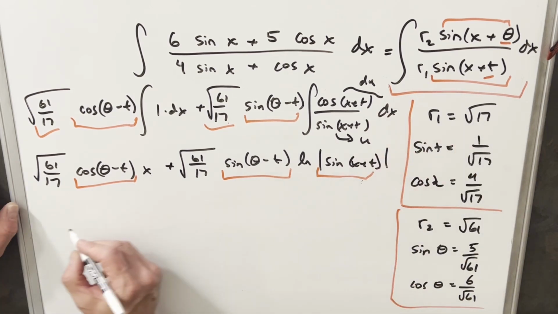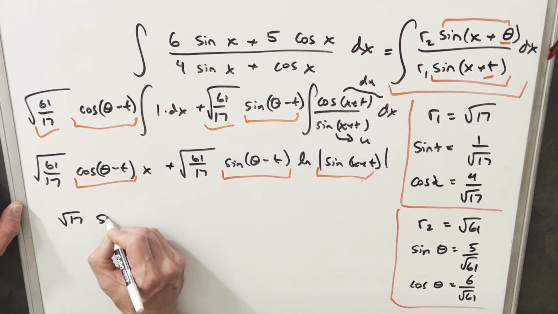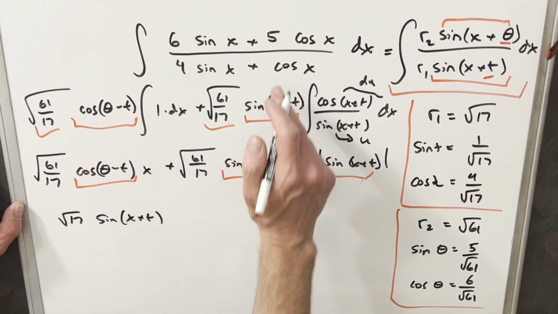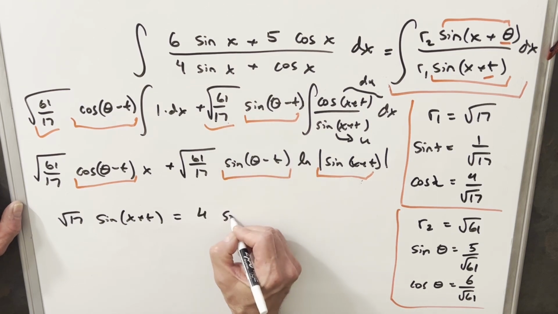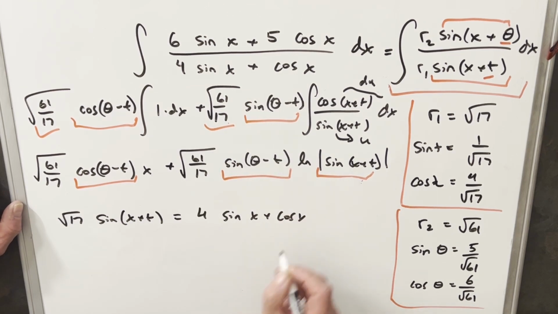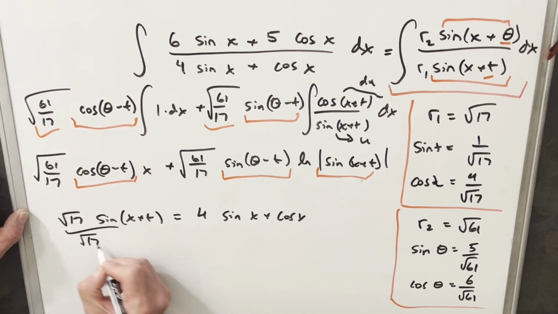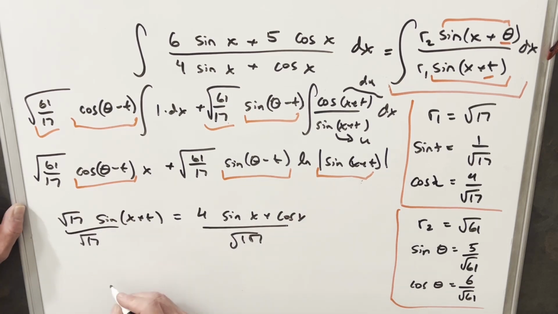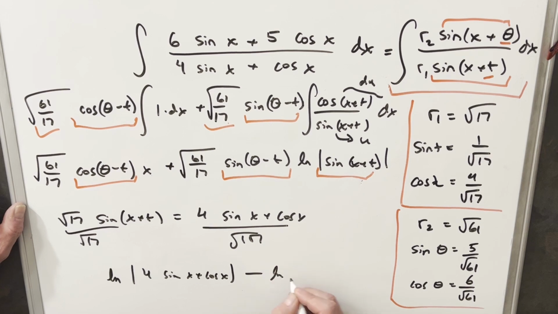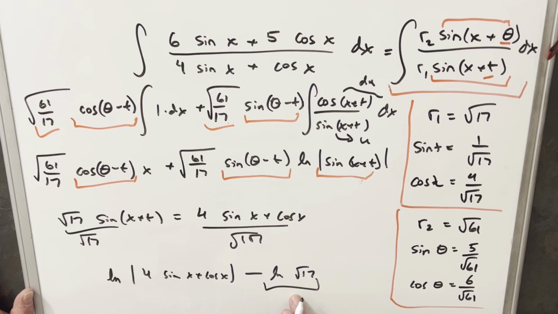And r1 is square root of 17. So what we're saying here is square root of 17 sine x plus t is the whole denominator, which is 4 sine x plus cos x. Now we could divide both sides by square root of 17. But notice we have a natural log around this. So when we split this out by the log properties, we can write it like we're subtracting. We could split it out this way. But doing that, this natural log of 17 is a constant term, and this is going to get absorbed in the constant. So what I'm going to do instead is ignore this piece, and we're just going to use 4 sine x plus cos x.